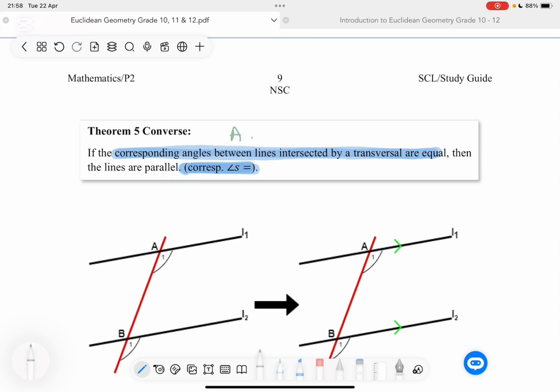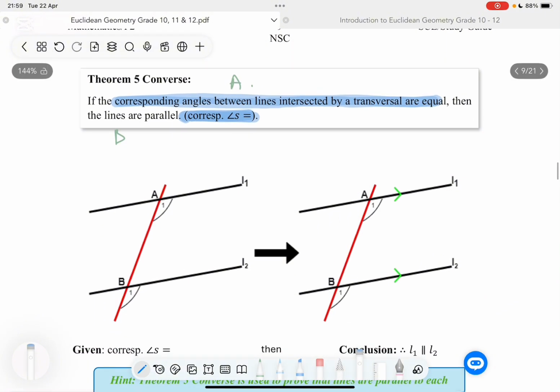Then the B part, the part that comes after "then", is the conclusion, this part here. So the B part says that those lines are parallel. Now, what does this mean in terms of looking at it from a diagram? And this is very important because you have to be able to see this in a diagram when you solve problems.